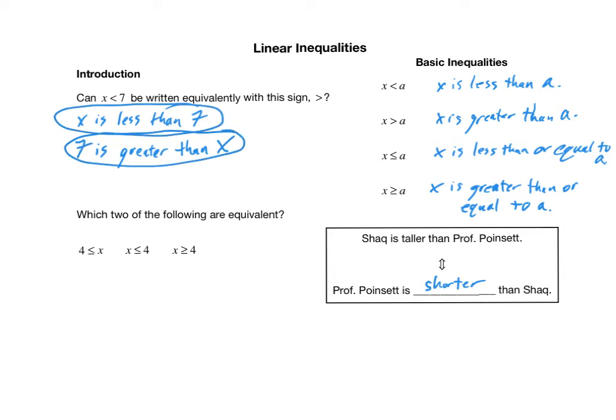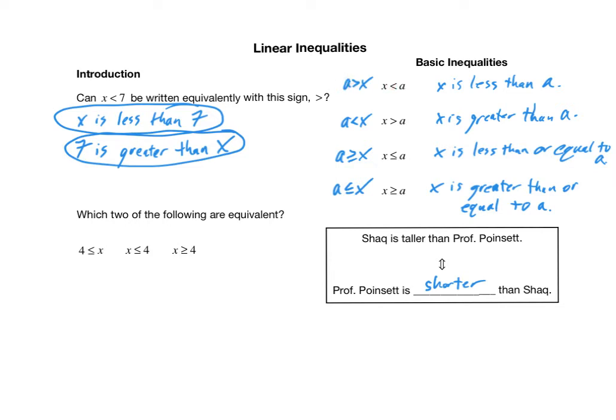So technically, every single one of these could be written equivalently in the following way. X is less than A is the same thing as saying A is greater than X. Or X is greater than A is the same thing as saying A is less than X. X is less than or equal to A is the same thing as saying A is greater than or equal to X. And X is greater than or equal to A is the same thing as saying A is less than or equal to X. So if you were to flip the two sides around, you don't keep the symbol. You actually have the entire symbol flipped over. So the greater than or equal, for example, becomes less than or equal, and the less than sign becomes greater than sign.